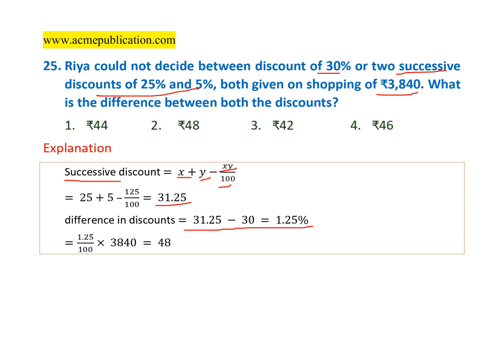Now we should find 1.25% of 3,840, and that is 48.